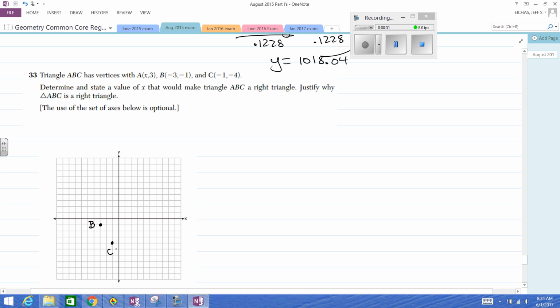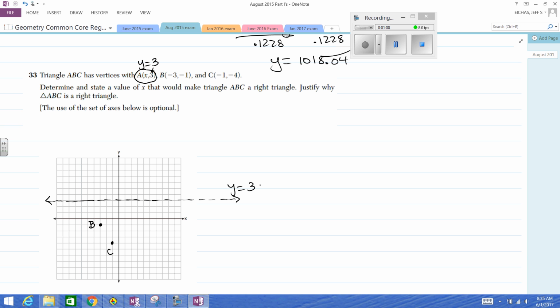Okay, so there we are. Now, what does this mean? A is somewhere along the line y equals 3. We don't know exactly where, but I'll sketch that. We know A has to hit somewhere along this line, y equals 3. It's a horizontal line.